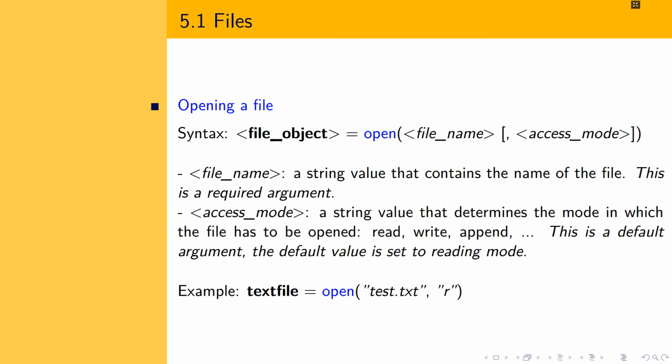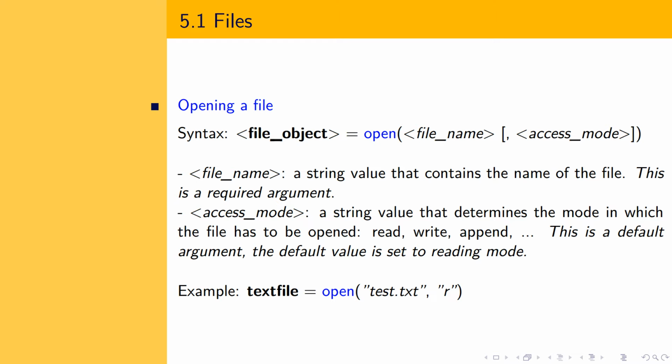So the first thing that we can do with a file is opening it. The open function is a way to create a file object. In Python, the syntax looks like an assignment to an identifier with the return value of the open function. Here, the open function takes the file name and access mode as parameters.